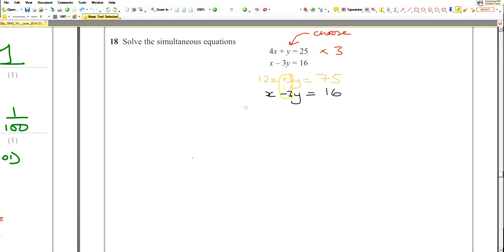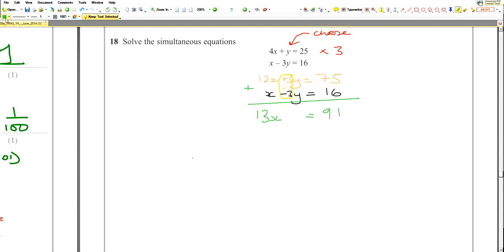Okay, now, if the coefficients are opposite, how do we eliminate them? We eliminate them by adding. So 12x add x will give us 13x. Now 3y add minus 3y is going to do the proper job of getting rid of the y's. That gives us 0y, which we don't write down. So 75 add 16 will give us what? 91.